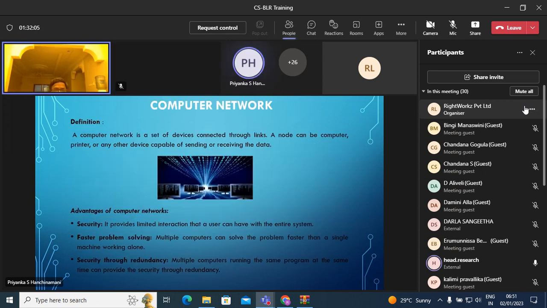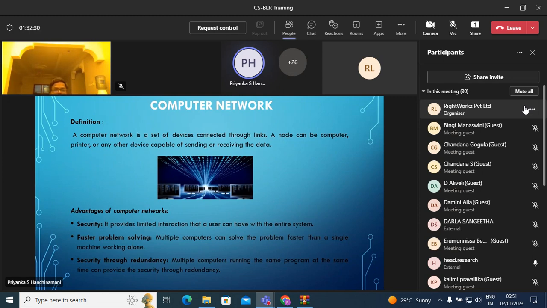Next is computer network. A computer network is a set of devices connected through links. A node can be a computer, printer, or any other device capable of sending or receiving data. The advantages of computer networks are security, faster problem solving, and security through redundancy. Security provides limited interaction that a user can have with the entire system.